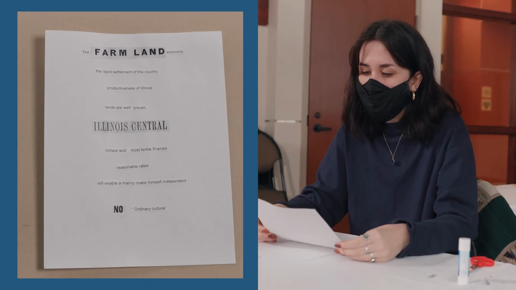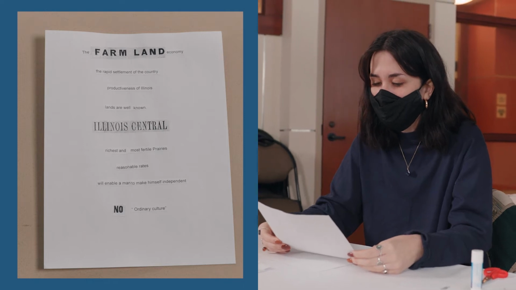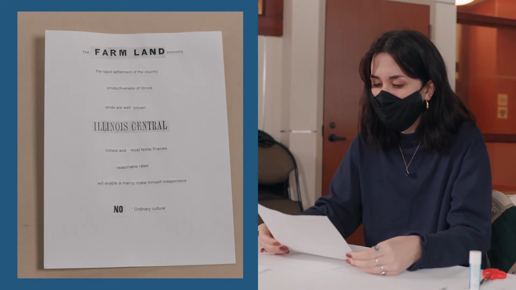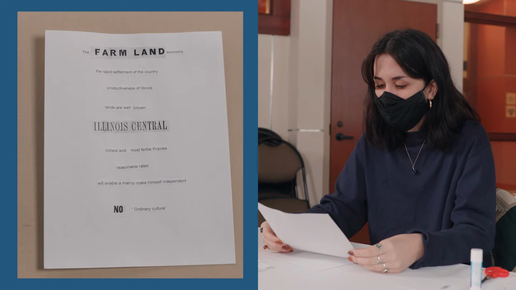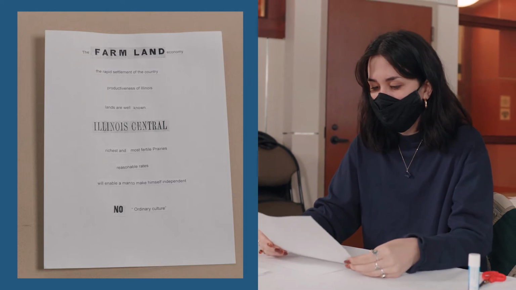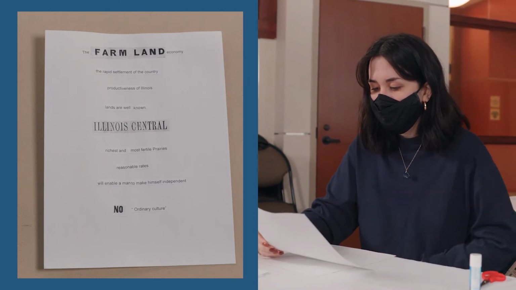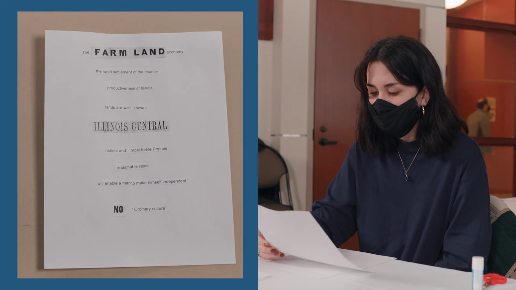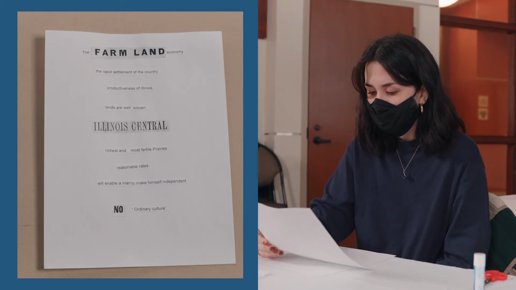The farmland economy, the rapid settlement of the country, productiveness of Illinois. Lands are well known. Illinois Central. Richest and most fertile prairies, reasonable rates will enable a man to make himself independent.